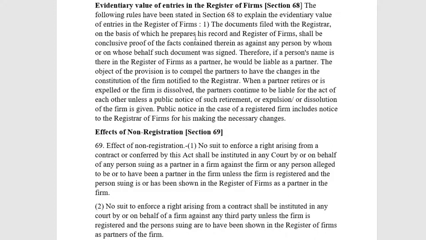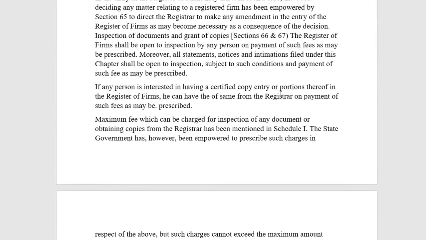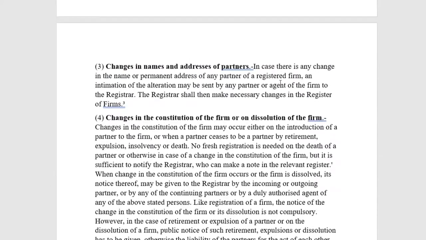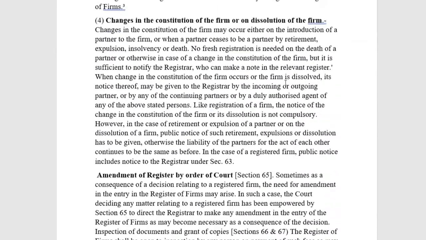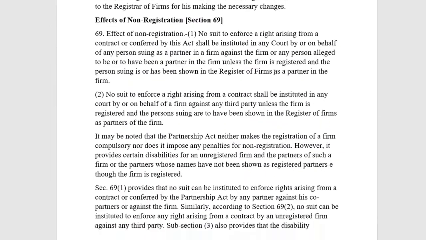So that has been discussed under section 68. So these are all the things we have to write with regard to the registration of the firms. That means these are all the other aspects, even though these are all the aspects which are coexisting with regard to the registration of the partnership firm. Let us move to what is the effect of non-registration.